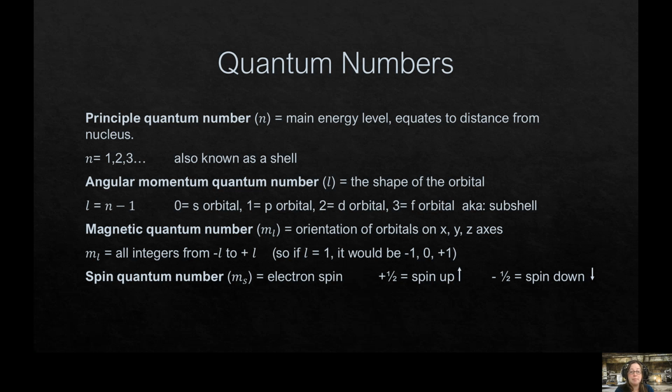Your principal quantum number, which is represented with a lowercase n, is your main energy level. This equals the distance from the nucleus. So if you have a principal quantum number of 1, you're the smallest, lowest energy state. It's closest to the nucleus. If it's a 2, it's farther out. 3 is farther out even than that. 4, 5, and so on.